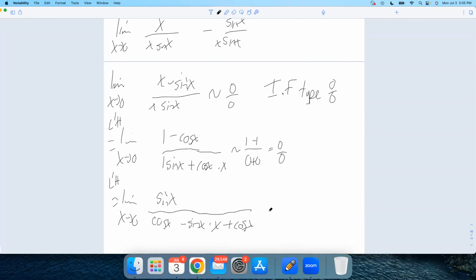Sine of 0 was 0. And at first you're thinking, oh no, I'm going to get 0 over 0 again. But no, I'm not. Watch what happens. Cosine of 0 is 1. Sine, if you get double 0 there, you get 0 times 0, so minus 0. But then I get another plus 1 there. So I get 0 over 2. I get 0.